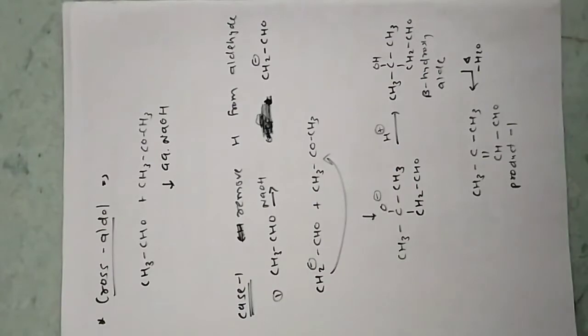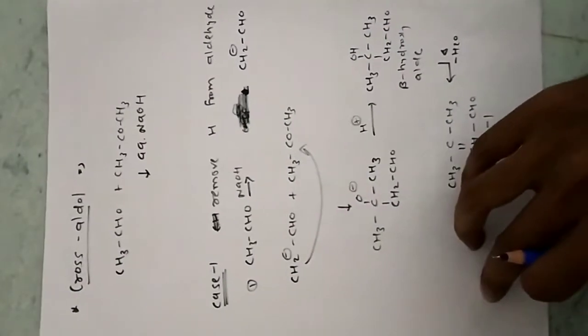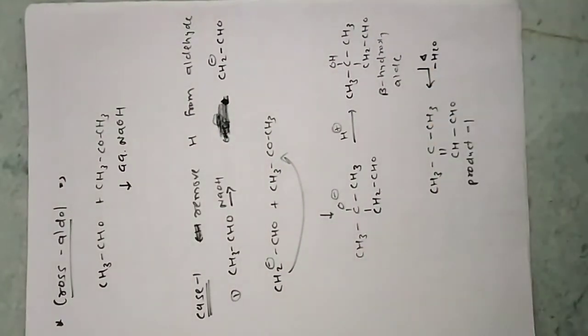Now next one is cross aldol. The method is same here. In cross aldol, 2 different aldehydes, 2 different ketones, or 1 aldehyde and 1 ketone can react together.